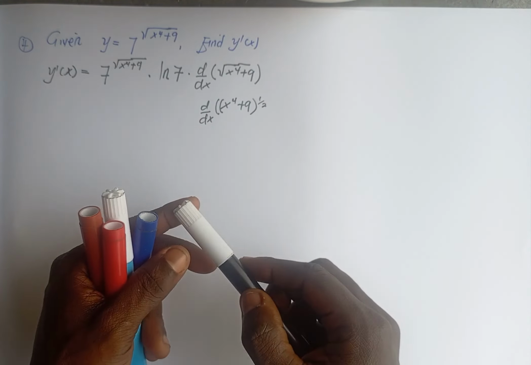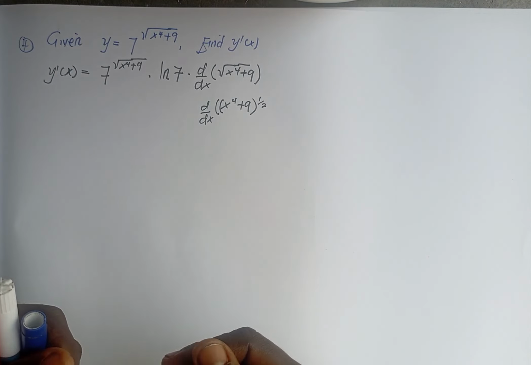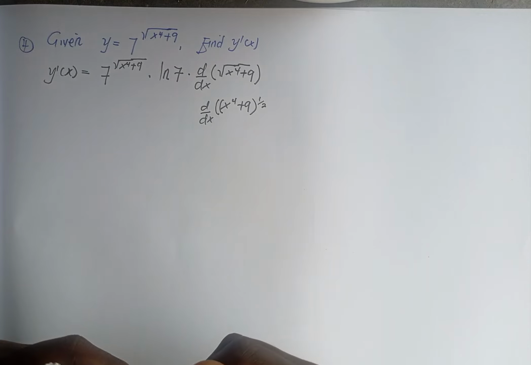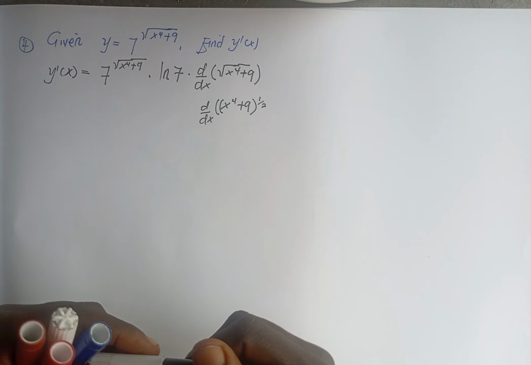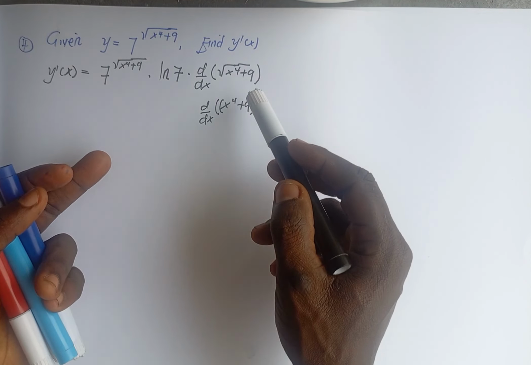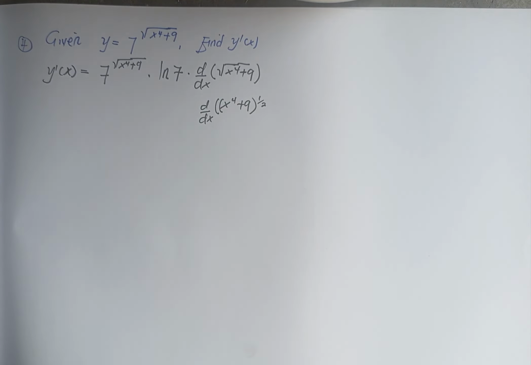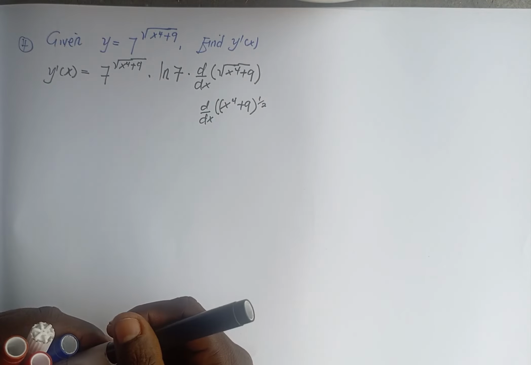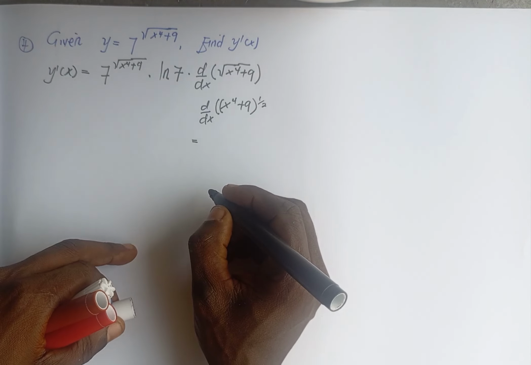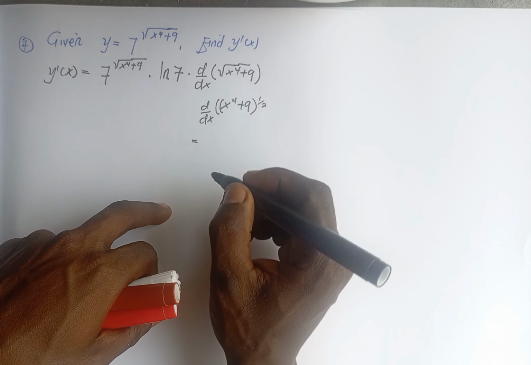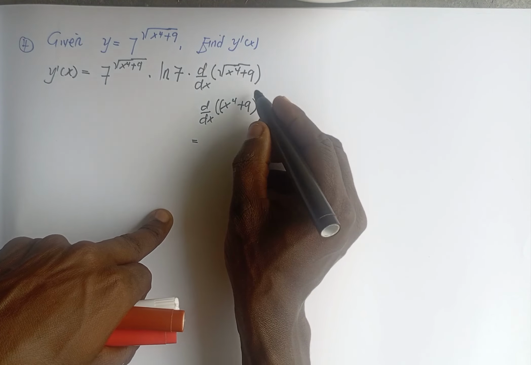If that happens, we can apply the chain rule. I believe you remember the chain rule. If you have forgotten, kindly go back and watch the previous videos on chain rule. The chain rule says that we differentiate the outside function, which is the half, and then multiply it by the derivative of the inside function. So let's find the derivative of that and add it to this part. For the outside, we apply the power rule, so this half will come in front.